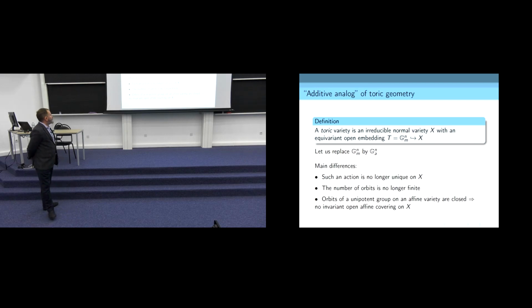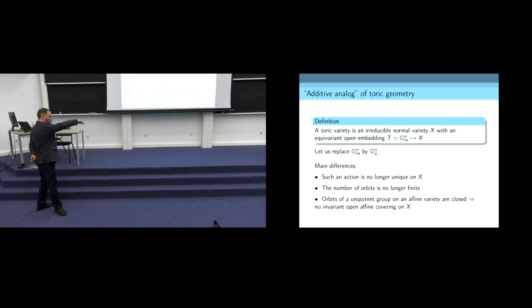Why? What is important in the toric case? Maybe I will start from the third one. As we already discussed, any toric variety admits an open invariant affine covering. Nothing like this is possible in the vector group case, because of a general lemma: if you have a unipotent group which acts on an affine variety, then all orbits of this unipotent group are closed in this affine variety.